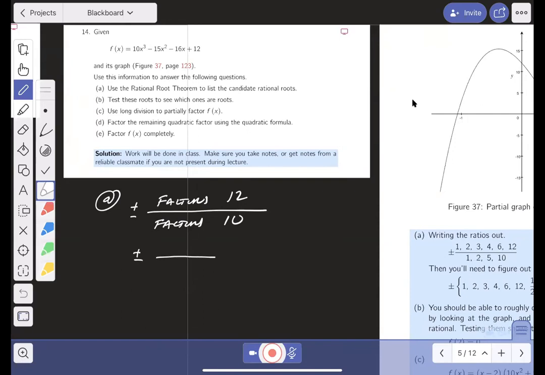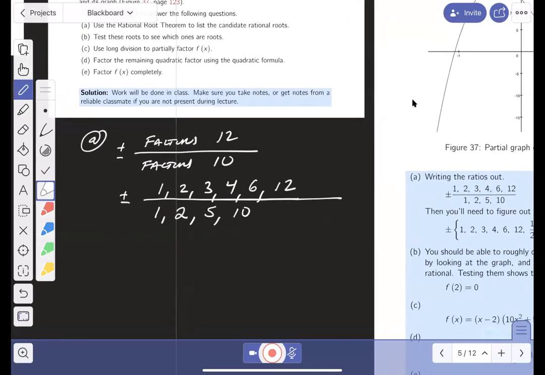Plus or minus, I know it's tough. What are the factors of 12? 1, 2, 3, 4, not 5, but 6 is, not 7, not 8, not 9, not 10, not 11, but 12 is. What are the factors of 10? 1, 2, not 3, not 4, but 5 is, right? What other number? 10. Now, by the way, as a low bar, I guess you could write that down, but I really want to write them all down.